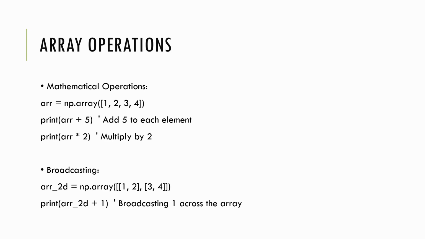Next, let's explore array operations. One of NumPy's strengths is its ability to perform element-wise operations on arrays. This means you can add, subtract, multiply, and divide all elements in an array with just one line of code. For example, adding 5 to every element in the array or multiplying every element by 2. This makes it easy to perform mathematical operations on large datasets quickly.